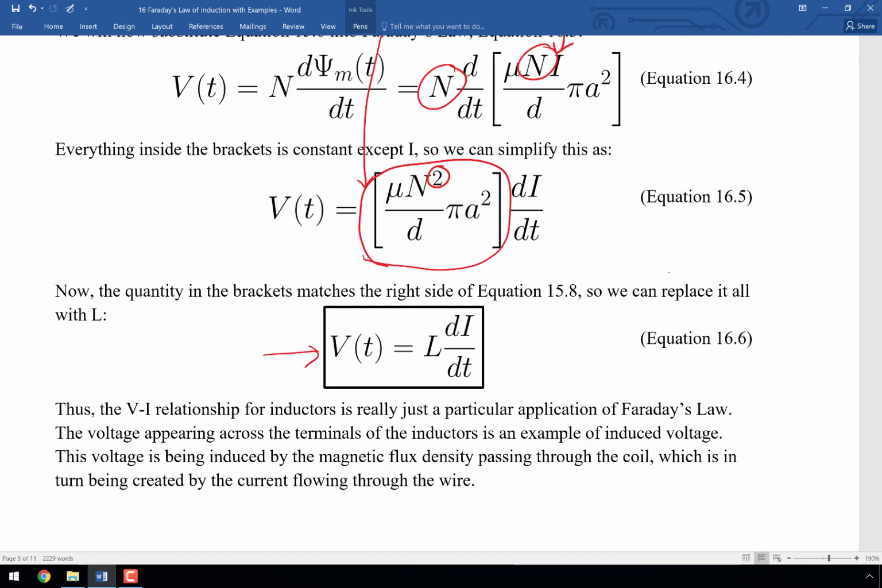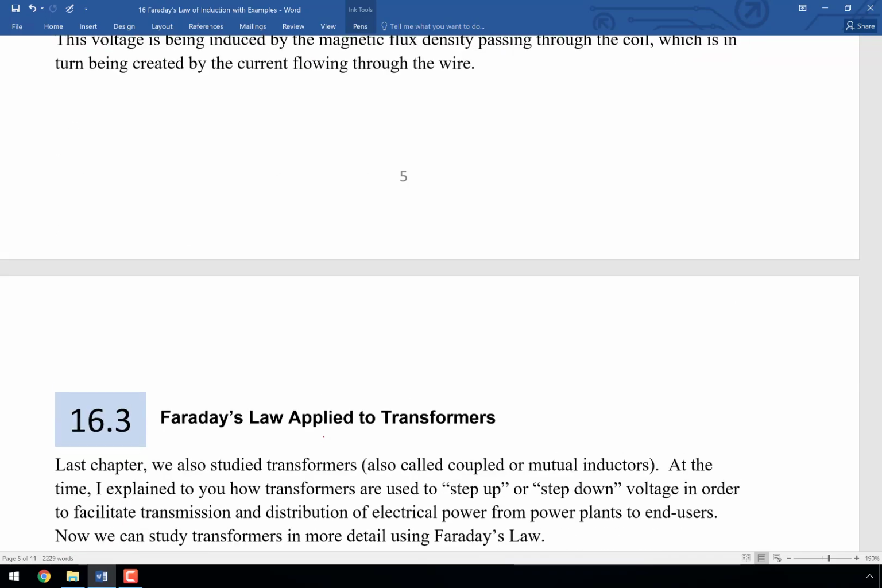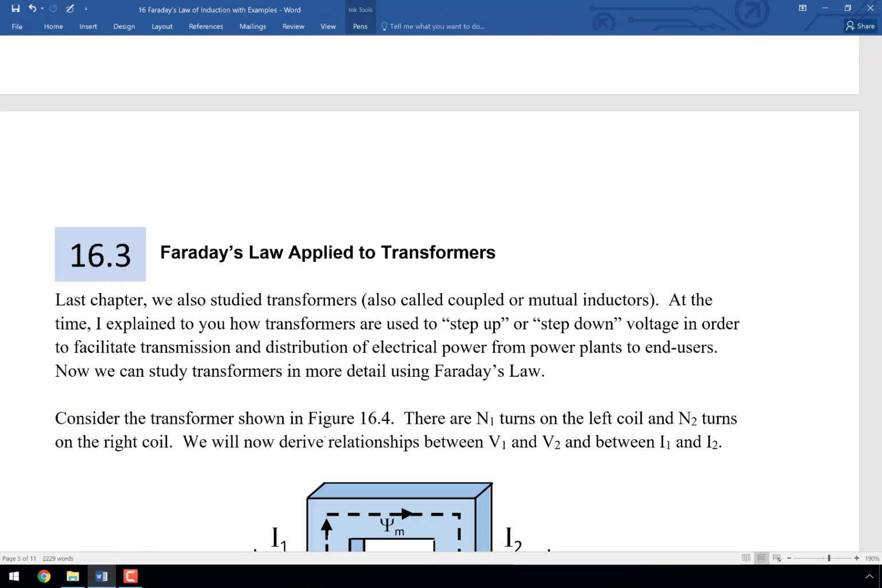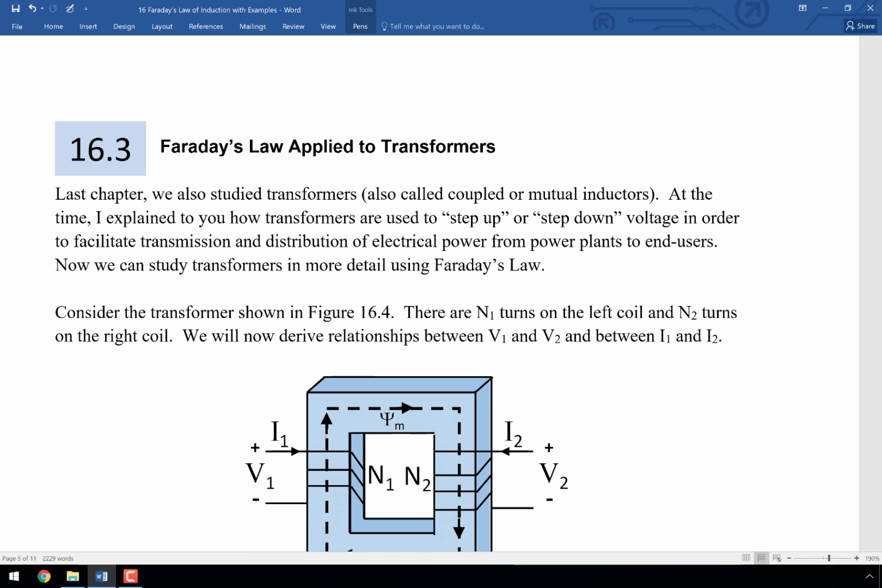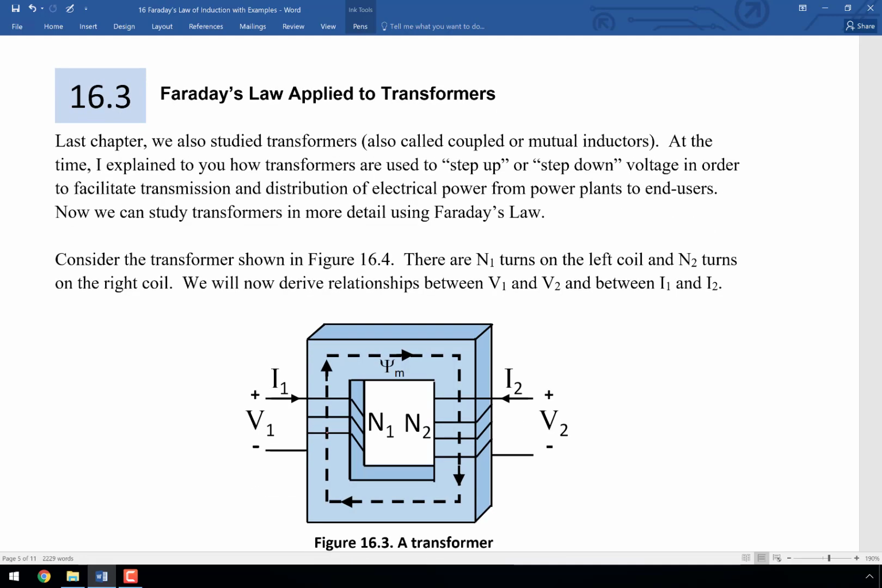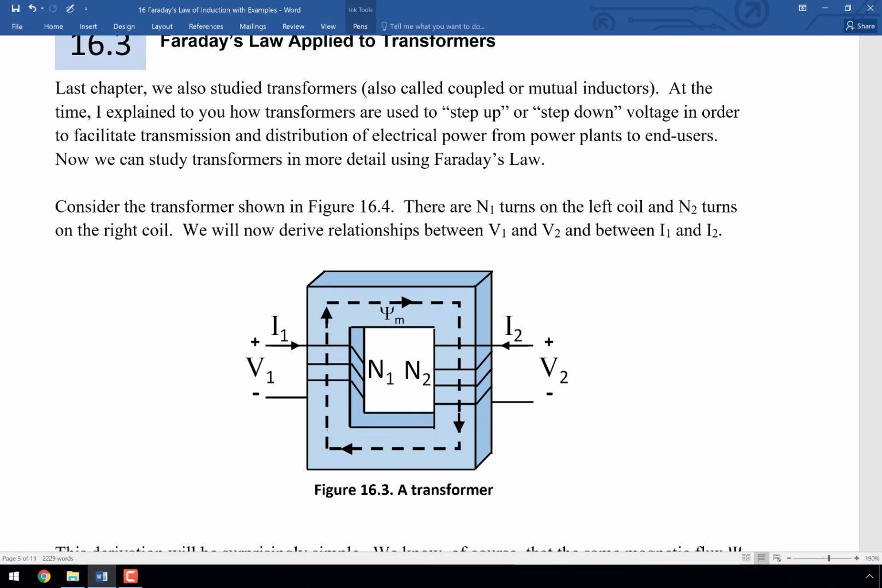Now, last time we also talked about transformers, and we got some useful results from our discussion of transformers. I mentioned to you that we have step-up and step-down transformers, that they really allow us to transmit and distribute electrical power from the power plants to the end users. But let's talk a little bit more about these transformers, because there's more to be said now that we have more information from Faraday's law.